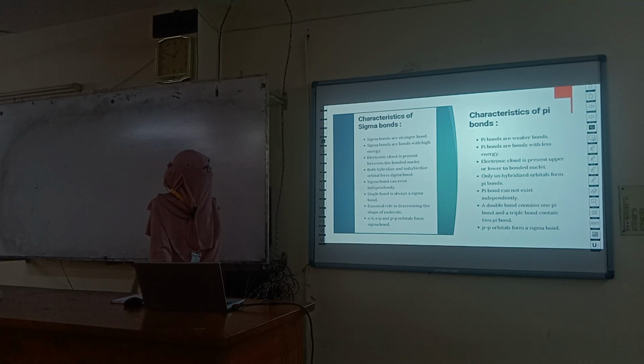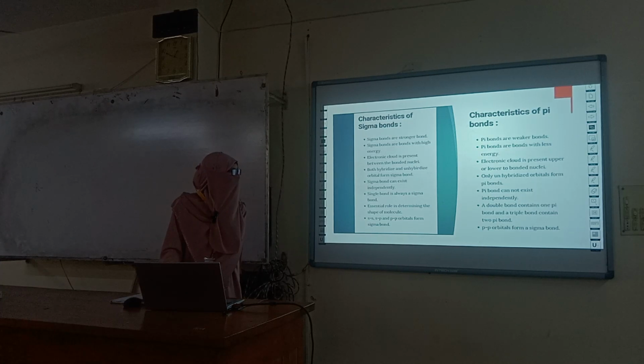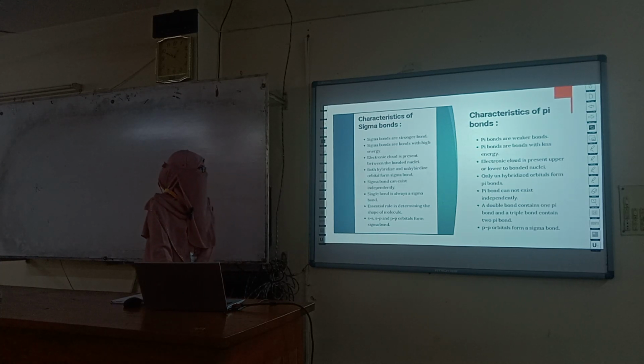Characteristics of sigma bond. Sigma bonds are stronger bonds. It is high energy. It can exist independently. On the other hand, pi bonds are weaker bonds. It is lower energy and it cannot exist independently.